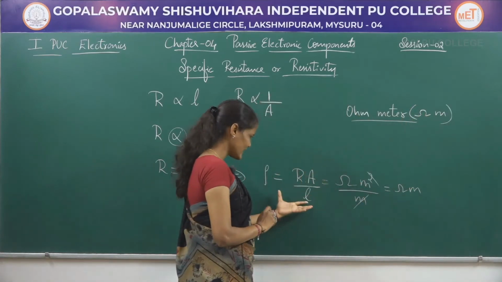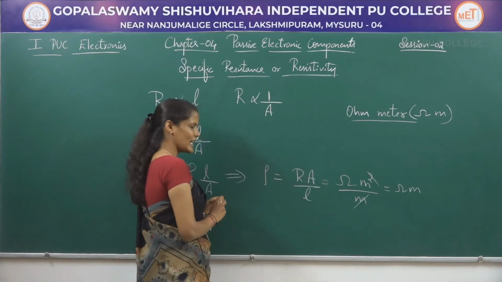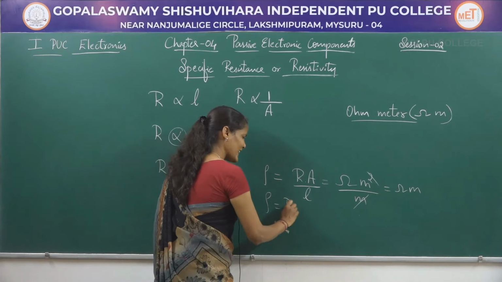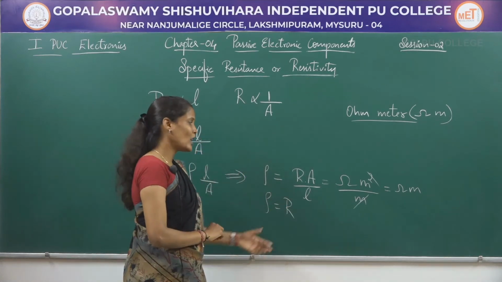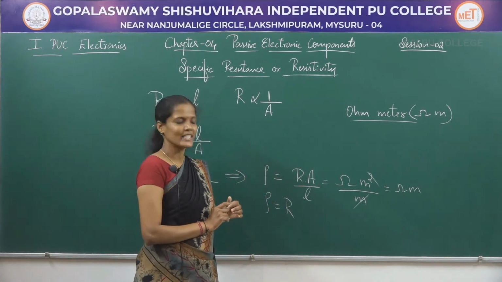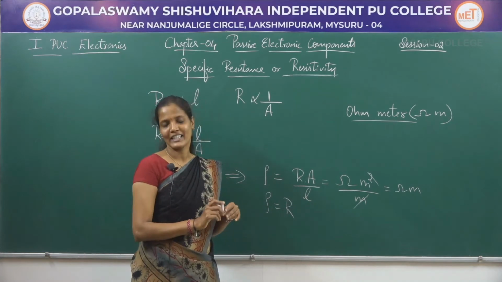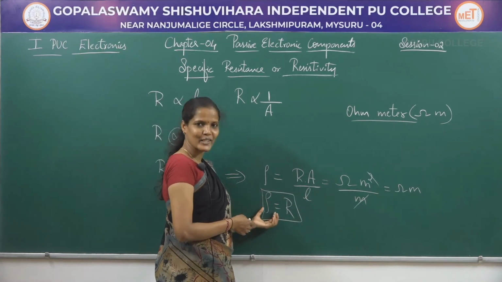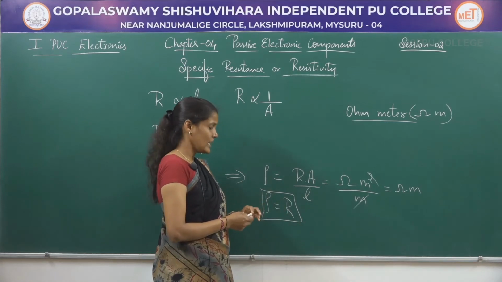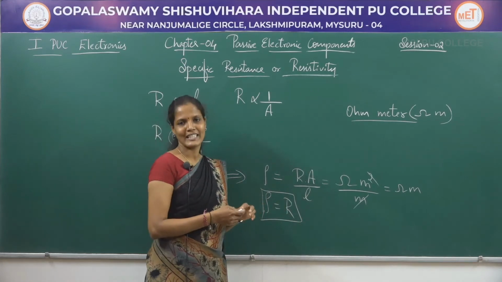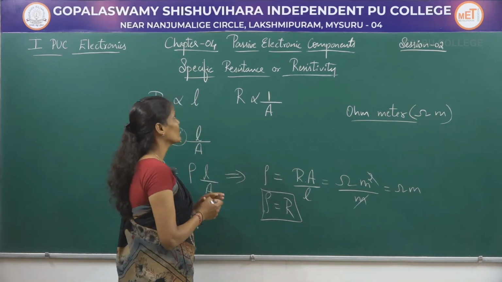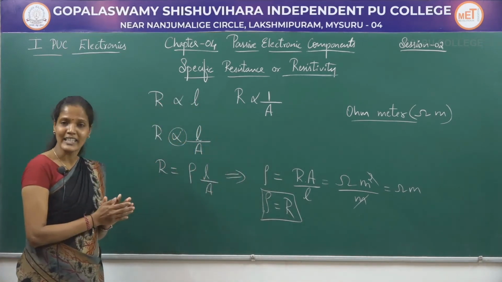So coming back to the same expression, rho is equal to R into A divided by L. This specific resistance rho will be equal to R when the area of cross section is equal to 1 meter square and the length of the conductor is equal to 1 meter. So the specific resistance of a conductor will be equal to its resistance when a unit length of conductor is taken having a unit cross sectional area. So this is all about the specific resistance or the resistivity.